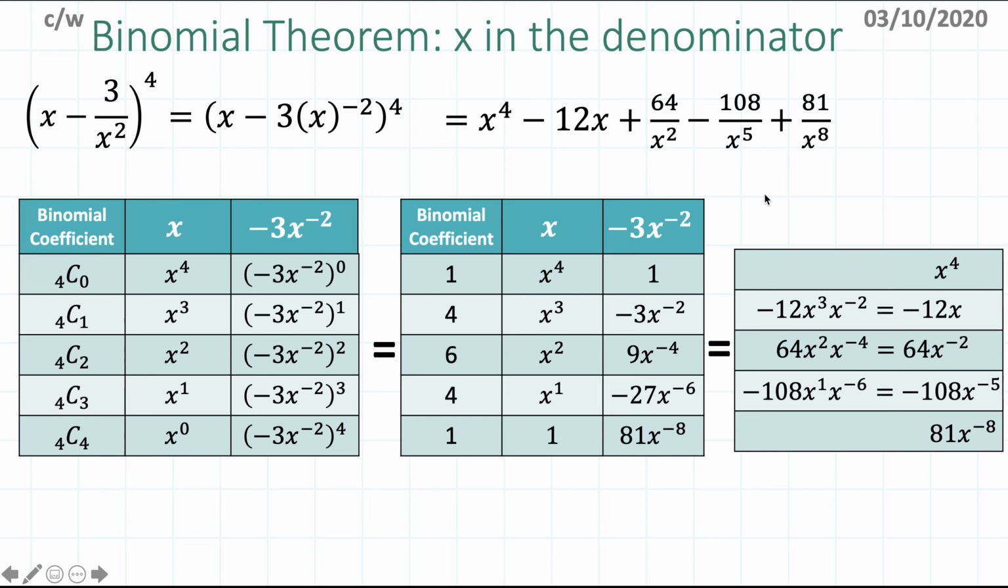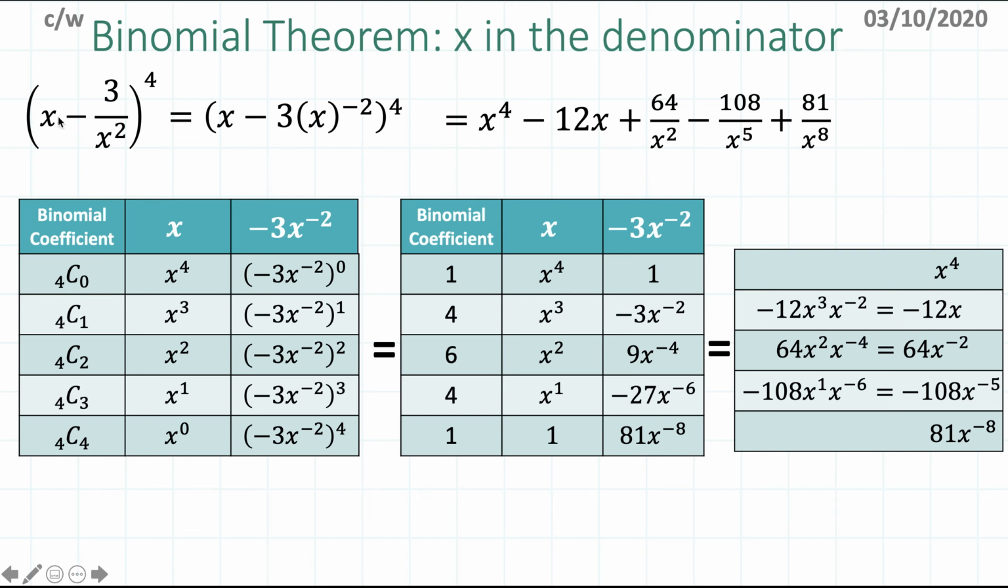So it's the same procedure for x in the denominator. You just need to make sure that from the beginning, your first step has to be to bring x to the numerator, change the power to a negative, and then deal with the same procedure. Just make sure you use the correct powers of indices.